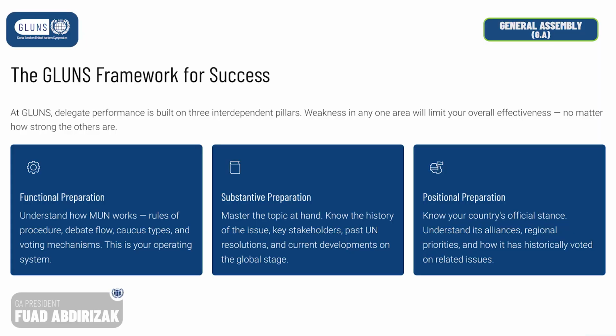So in the General Assembly, strong MUN performance starts before the conference, and it rests on 3 pillars. The first pillar is functional preparation, which is knowing how MUN works, the rules, the motions, the flow of debate. We'll get into all of that in the next segment.